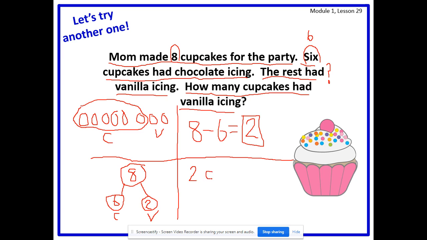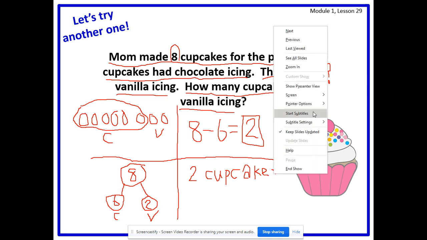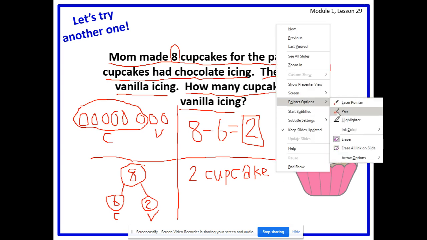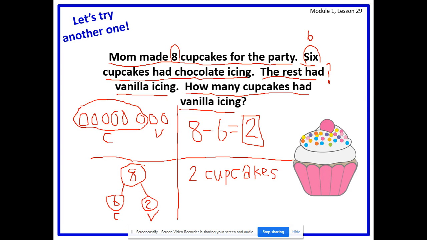2 cupcakes had vanilla. Sorry about this.